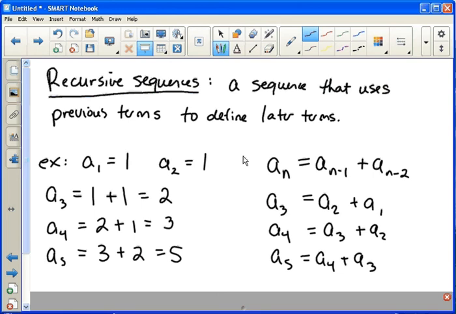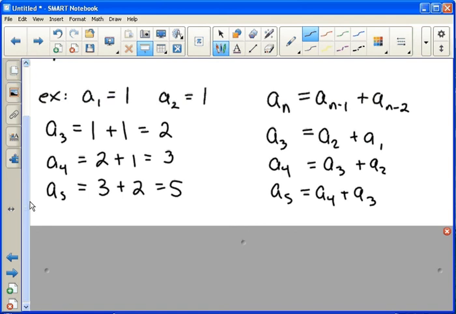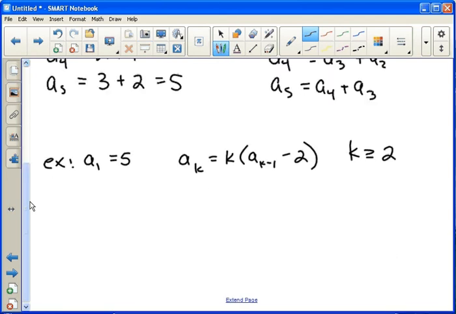Now let's look at another example. This one just gives us the very first term. a1 is 5, so our first term is 5. Then it says a_k, you can use k's or n's, those are most commonly used, equals k times a_(k-1) minus 2. So let me try to emphasize this again. This is the term you're looking for. This represents the term that came right before it. Minus 1 just means it was one term before it.